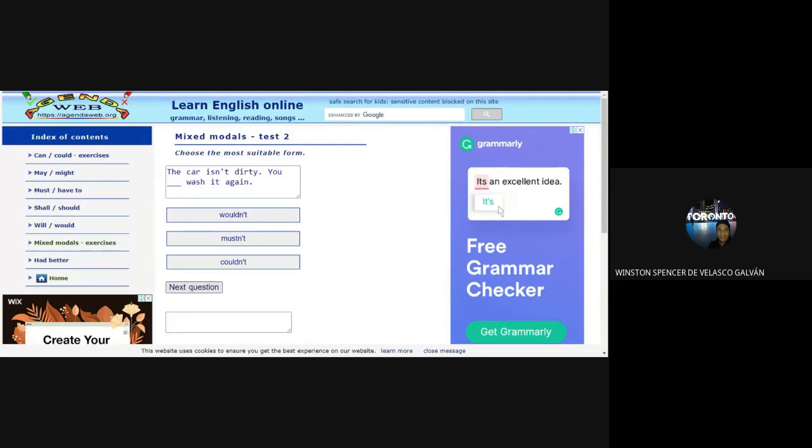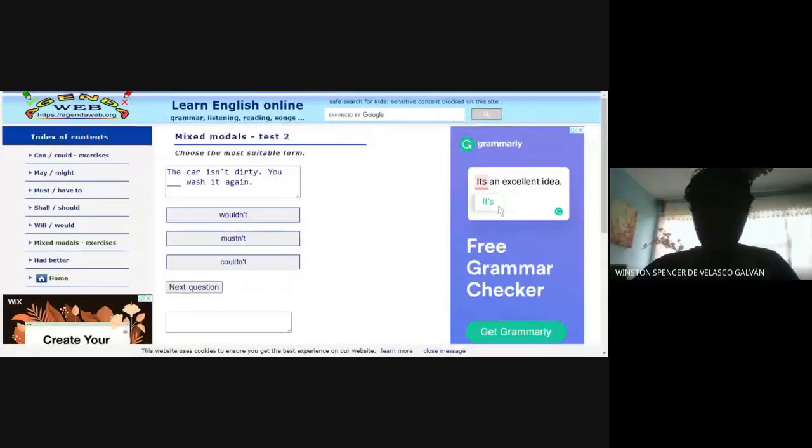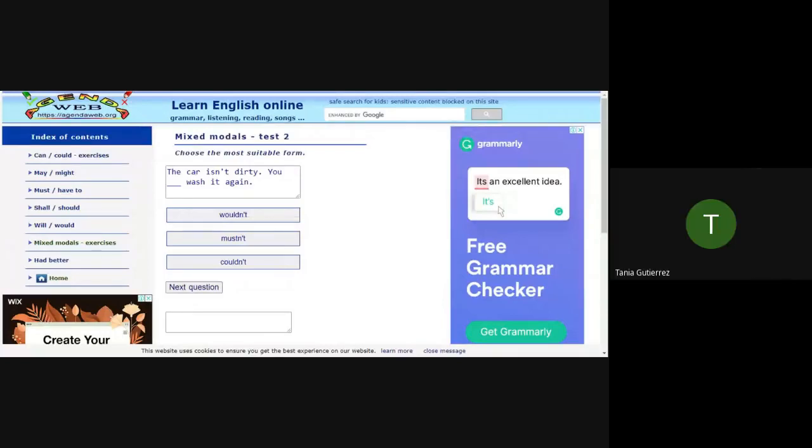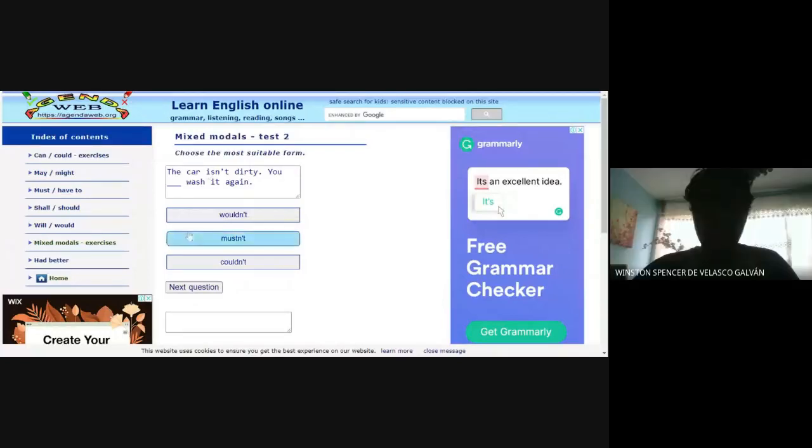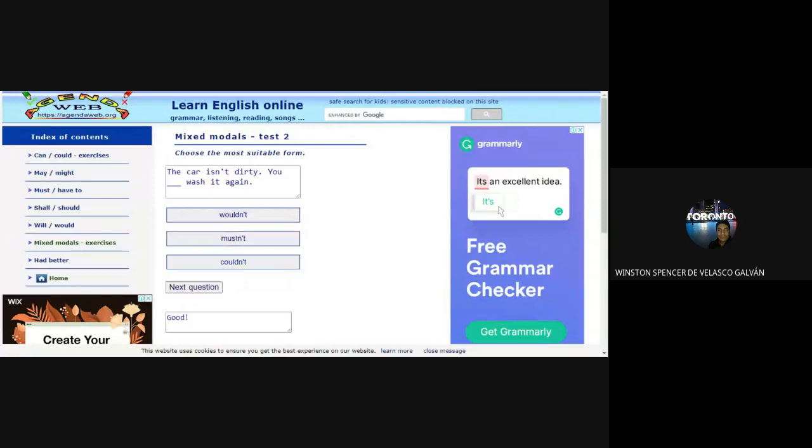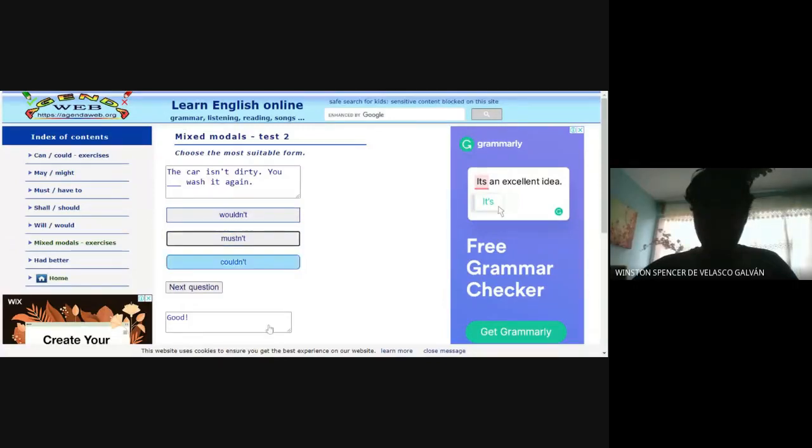Next question. The car isn't dirty. You blank wash it again. The car isn't dirty, right? Any ideas? Wouldn't, mustn't? Okay, let's see. Yes, mustn't. Thanks so much. Excellent. You're working very well.